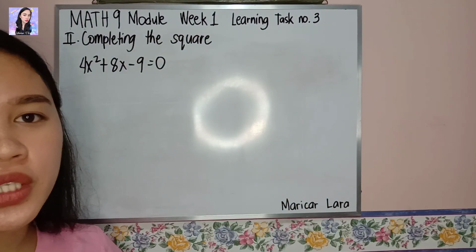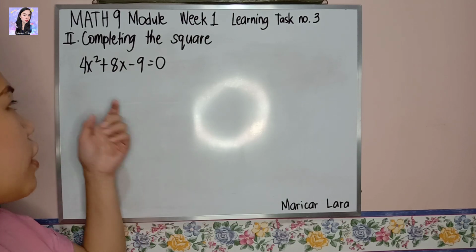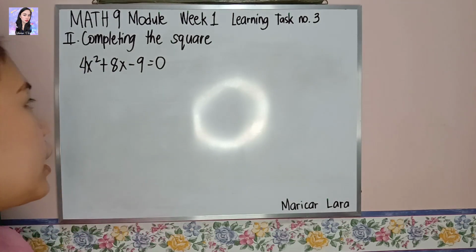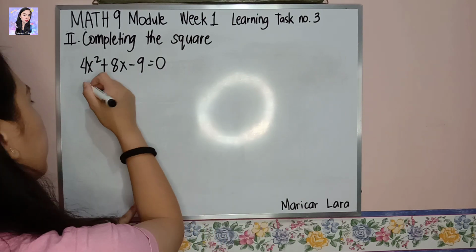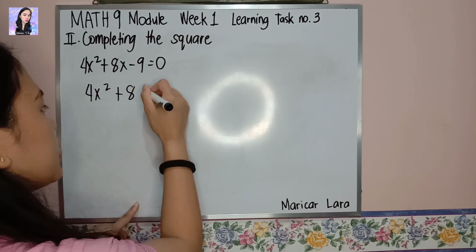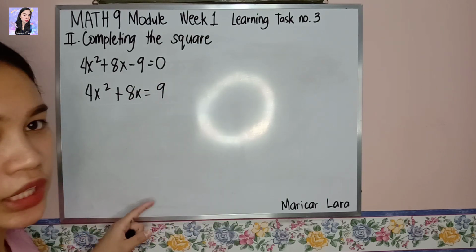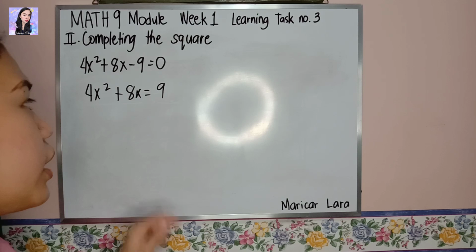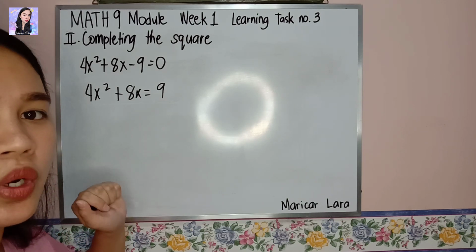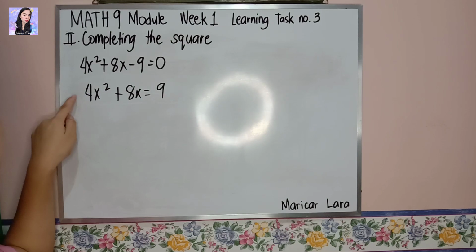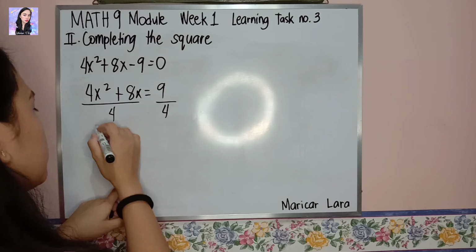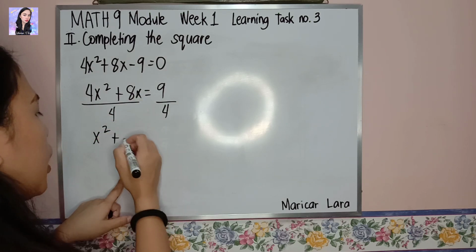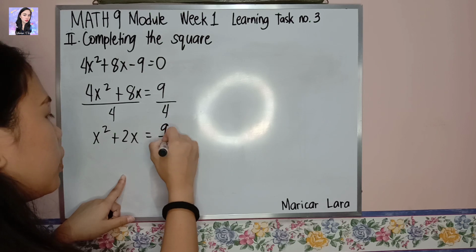Okay, so ang third method natin ay completing the square. So, we have here 4x squared plus 8x minus 9 equals 0. So, unang step natin na kailangan gawin ay ilipat yung constant term sa kabila. So, it will become 4x squared plus 8x equals positive 9. And then, our second step, we will divide both sides sa a. Ang a natin dito ay yung 4. So, i-divide lang natin siya parehas sa 4. Okay? So, this will become x squared plus 2x equals 9 over 4.